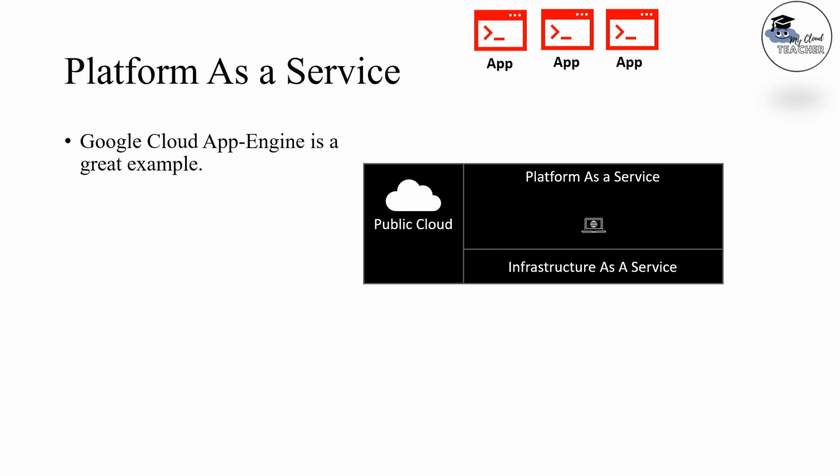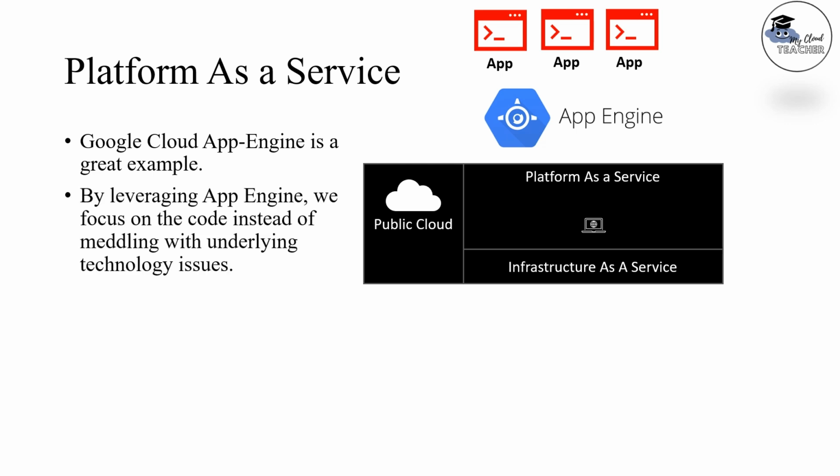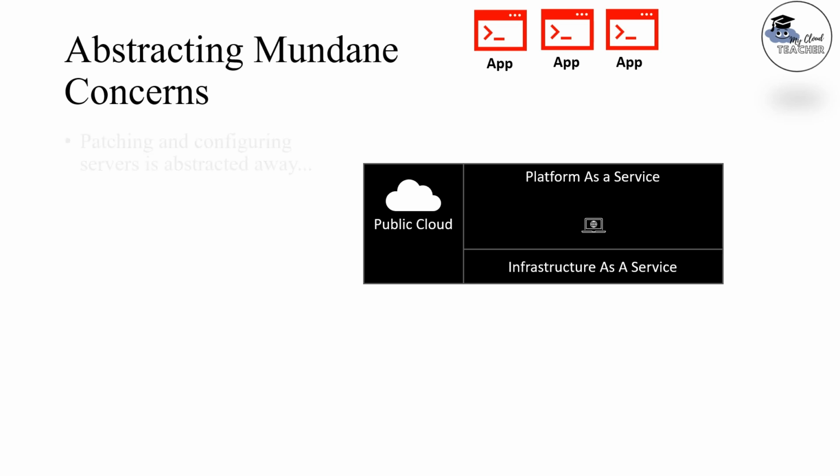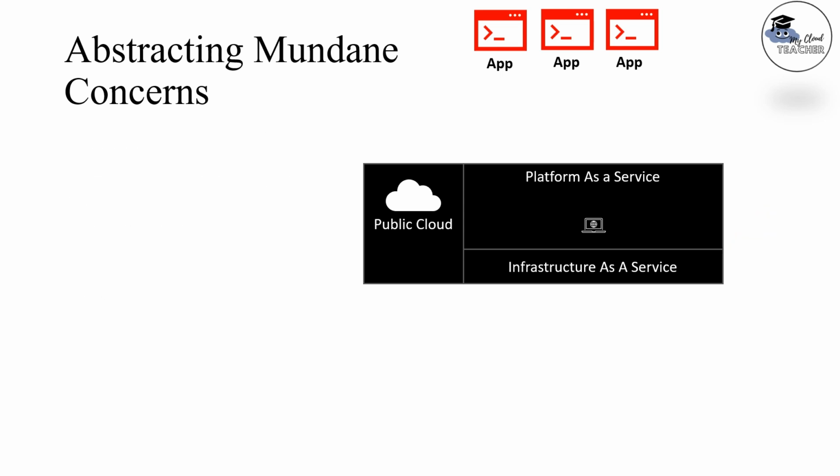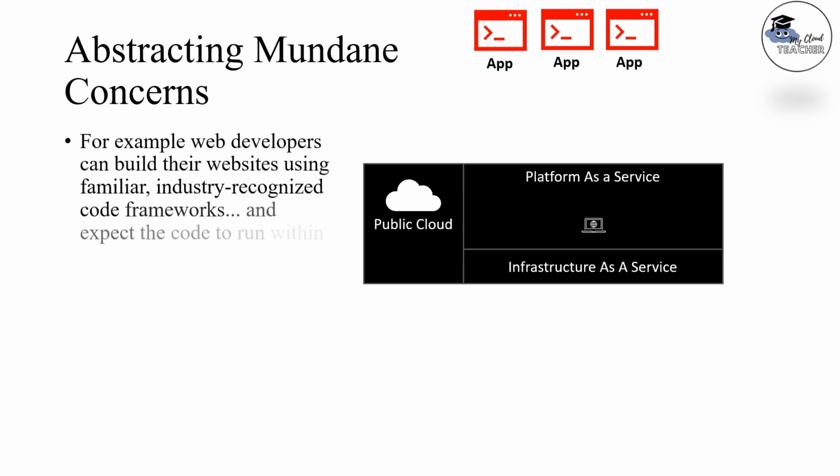Google Cloud App Engine is a great example. By leveraging App Engine, we focus on the code instead of meddling with underlying technology issues. Patching and configuring servers is abstracted away, leaving us with a runtime environment capable of recognizing many of the standard programming languages. For example, web developers can build their websites using familiar, industry-recognized code frameworks and expect the code to run within these managed sandbox environments.